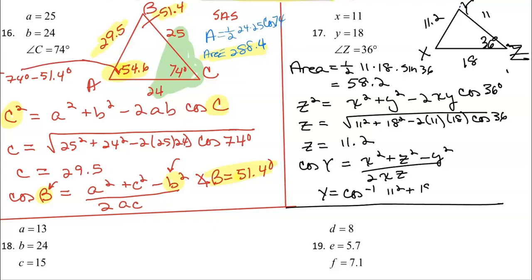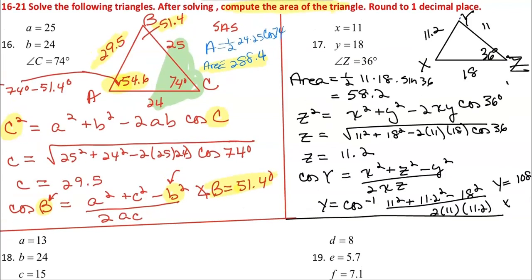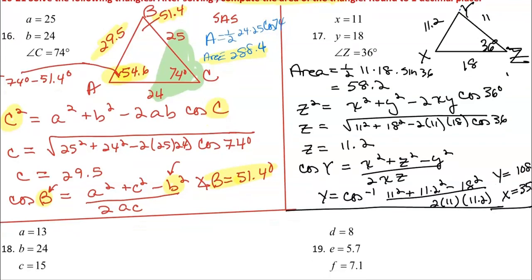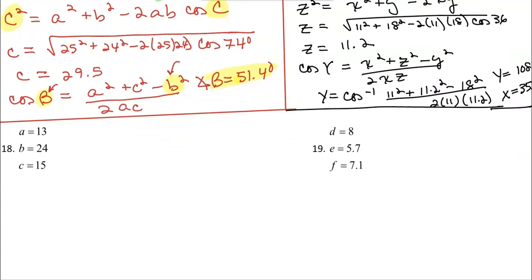So 11 squared plus 11.2 squared, and let me erase this, minus y squared, which is 18 squared. All of that is over 2 times 11 times 11.2. I end up getting my angle y is 108.3. Doing subtraction from 180, I get my angle x is 35.7. You're going to continue doing these the same way.